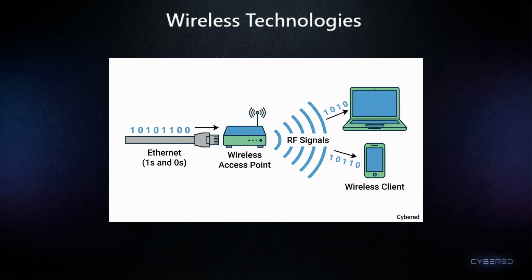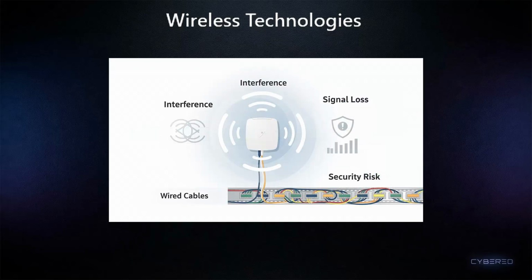Wireless devices such as access points convert the binary data received from an Ethernet interface into radio signals that wireless clients can interpret. The data itself remains unchanged. It is simply transmitted using a different medium. Wireless signals are not physically contained like wired signals, making them susceptible to limitations such as interference, signal attenuation, and security risks. Because of this, understanding wireless signal behavior and frequency usage is essential.